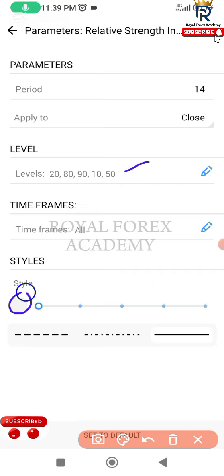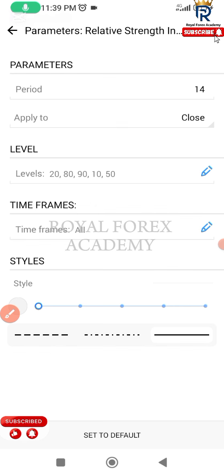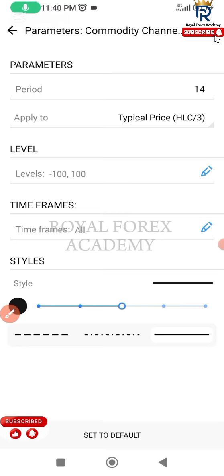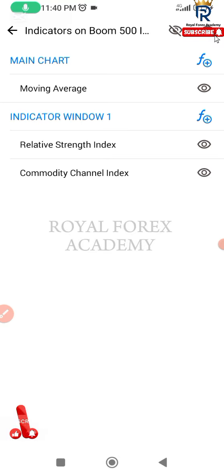Then this color should be that of your background. If the background of your chart is white, make it white, and if it is black, you change the color to black. Then we have our Commodity Channel Index. Here is the setting. Take a screenshot and do the setting on your chart.